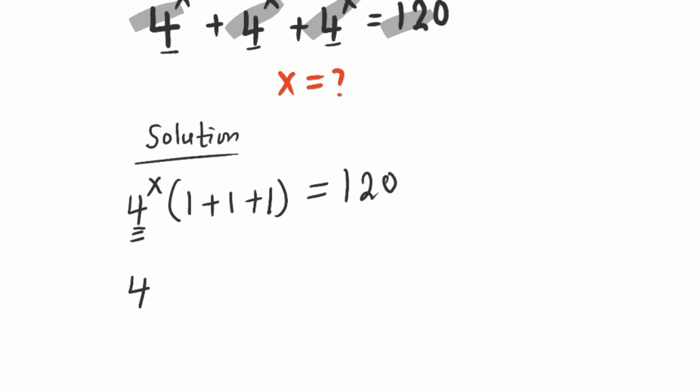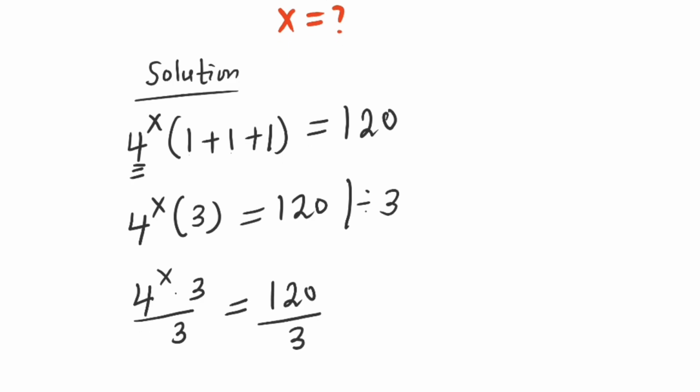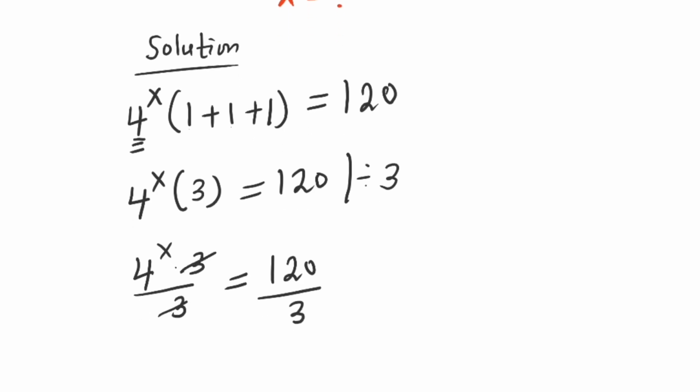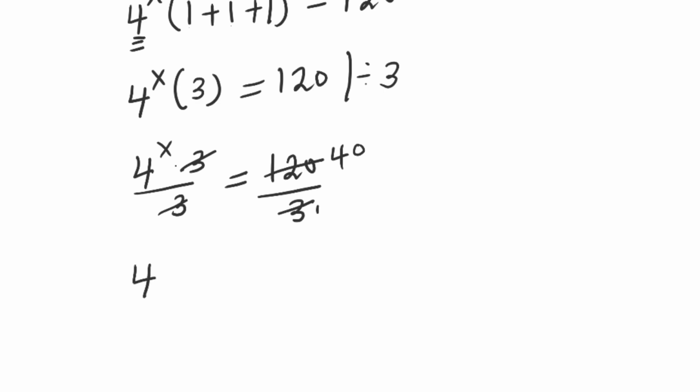Then this is 4 raised to power s bracket, 1 plus 1 plus 1, that is 3, is equal to 120. Now let us divide both sides of this equation by 3. This is 4 raised to power s multiplied by 3 divided by 3 is equal to 120 divided by 3. Then 3 divided by 3 is 1, and 120 divided by 3 is 40. Now this is 4 raised to power s is equal to 40.